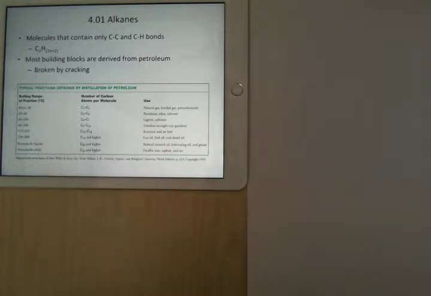Hello, this is going to be chapter 4, some of that from the Solomons book. So in this one we're going to be talking about alkanes, alkenes, alkynes, as well as how to name them mostly, as well as talking about cyclic structures.